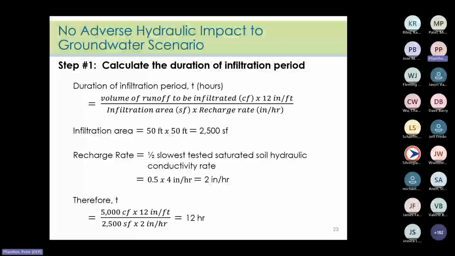Let's start with some basic calculations. Typically, the soil testing provides results in inches per hour, so the value for T would also use hours as the unit of measure. For the duration of infiltration period, we divide the volume of runoff to be infiltrated by the product of the infiltration area and the recharge rate. Also, remember that the recharge rate is 1/2 of the slowest tested saturated soil hydraulic conductivity rate from soil testing. Therefore, the duration of infiltration period is calculated to be 12 hours.